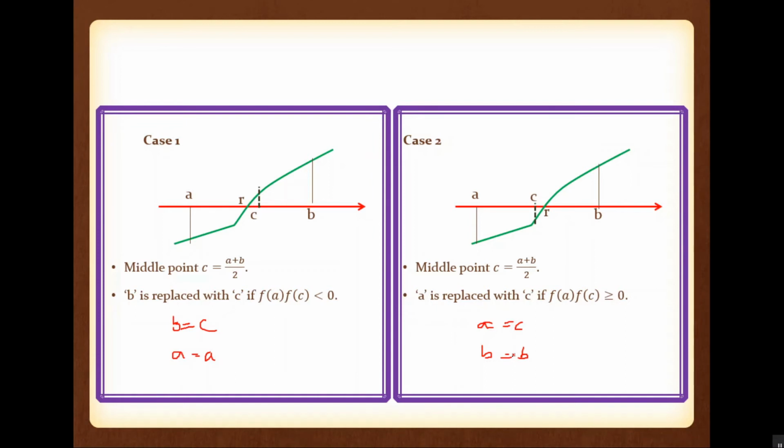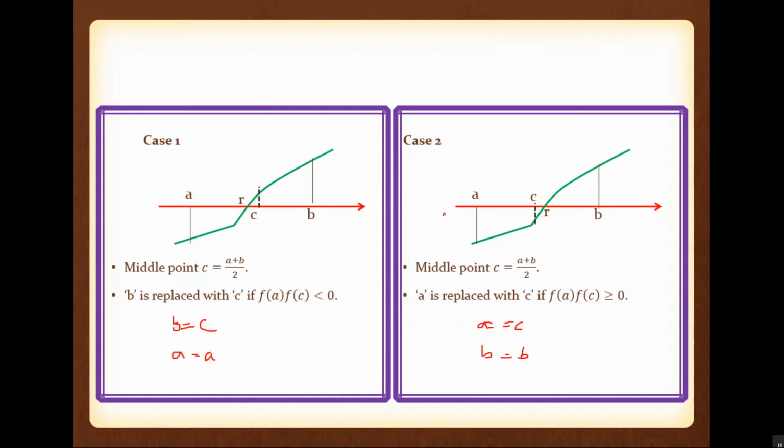If you are writing an algorithm, this is the method, but we are just checking whether f(A)·f(C) is less than 0 or not. If it is less than 0, replace B with C. If not, replace A with C. There is no need to add an additional constraint. It will not affect the problem.